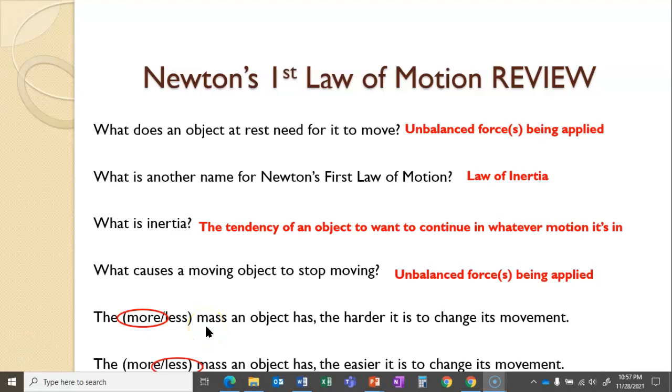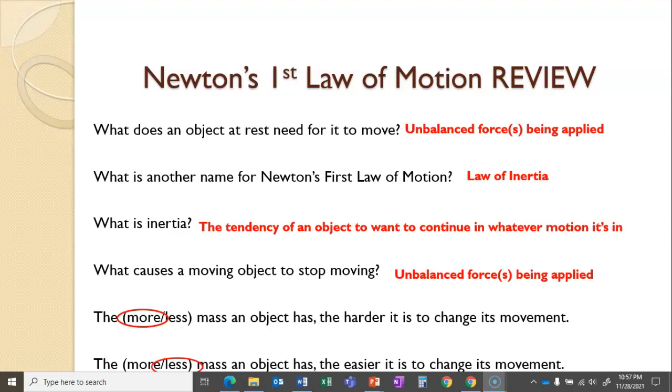Hi, ladies and gentlemen. All right, so we've reviewed Newton's first law of motion, right? We've talked about what it takes for either an object at rest to move, as in question number one here, or what causes a moving object to stop moving, as in question number four here. In both cases, an unbalanced force would need to be applied in order to change the movement, either from rest to moving or moving to rest.